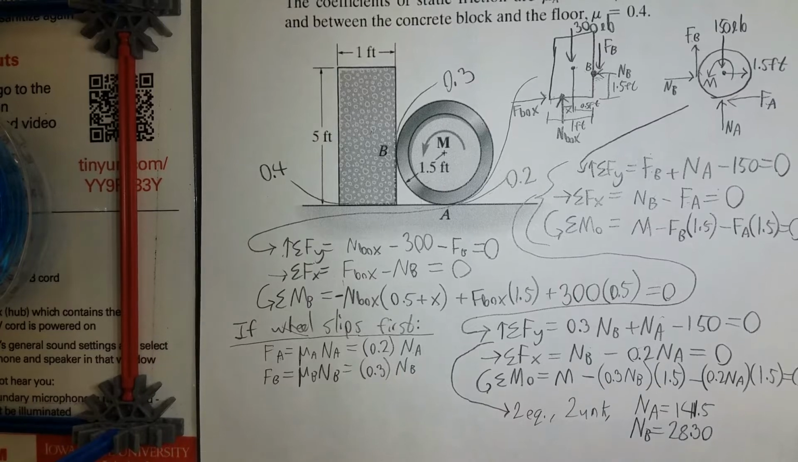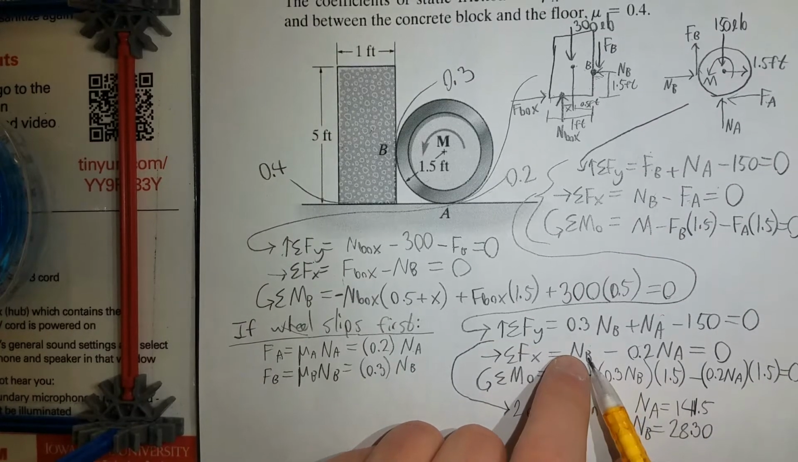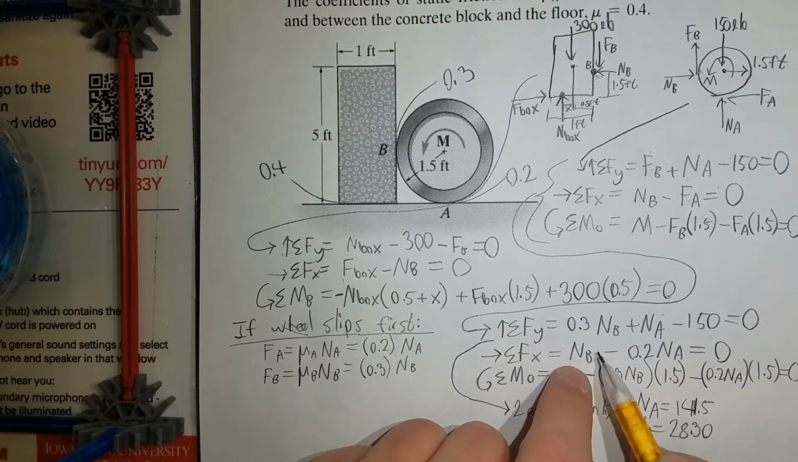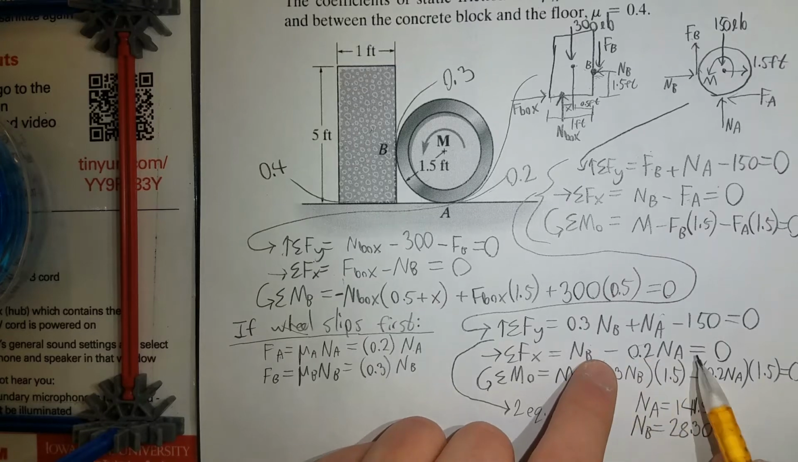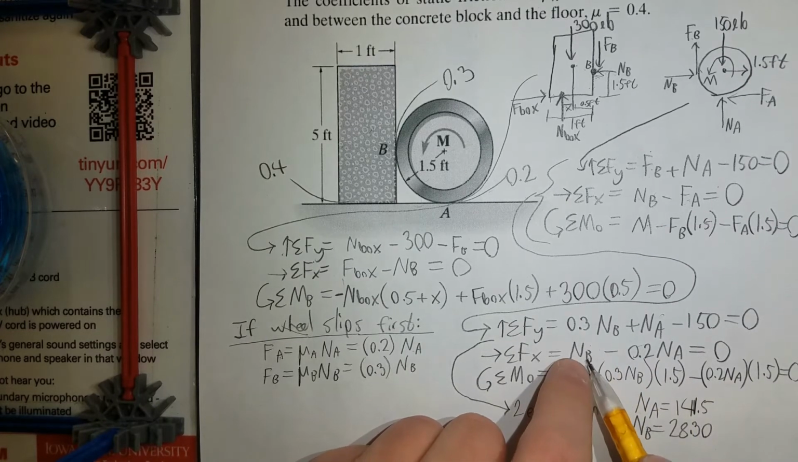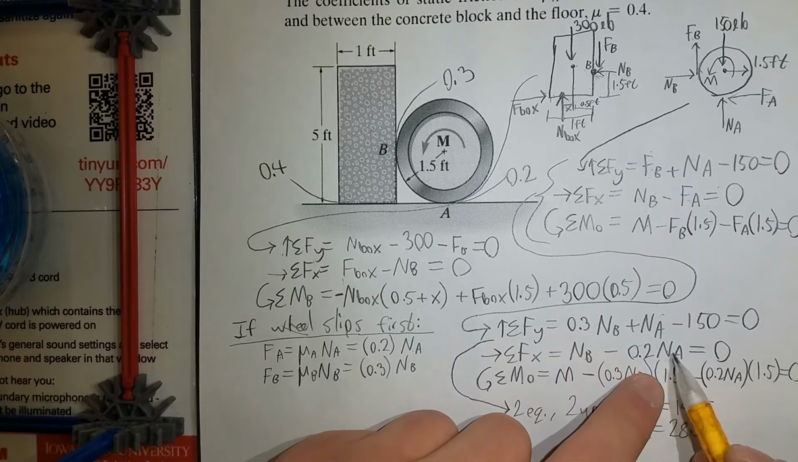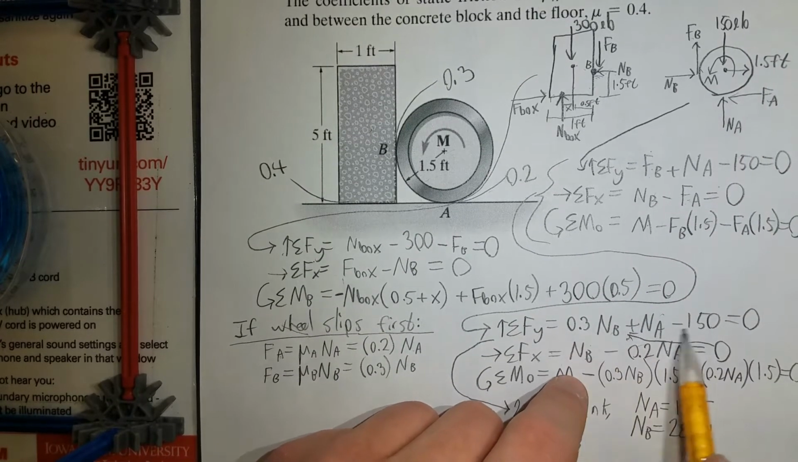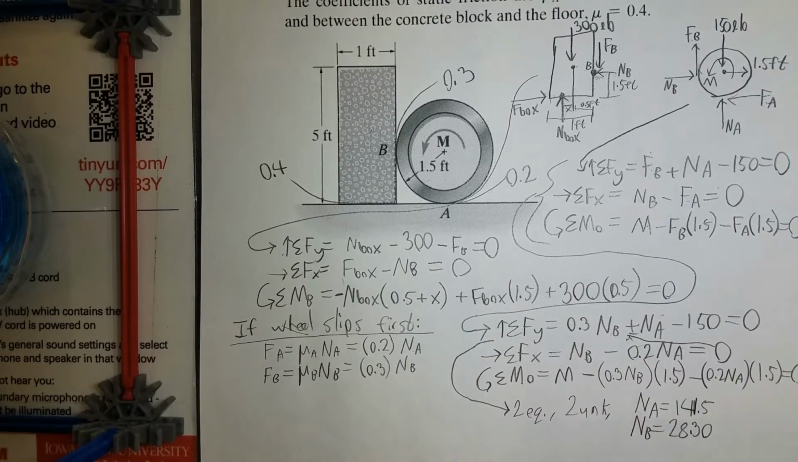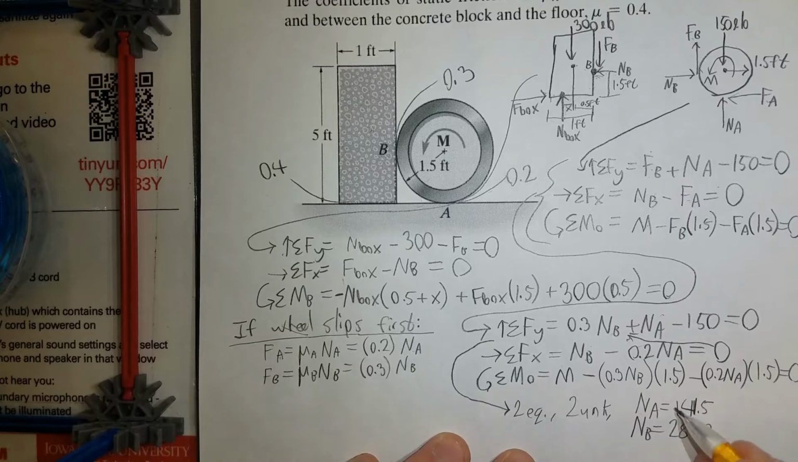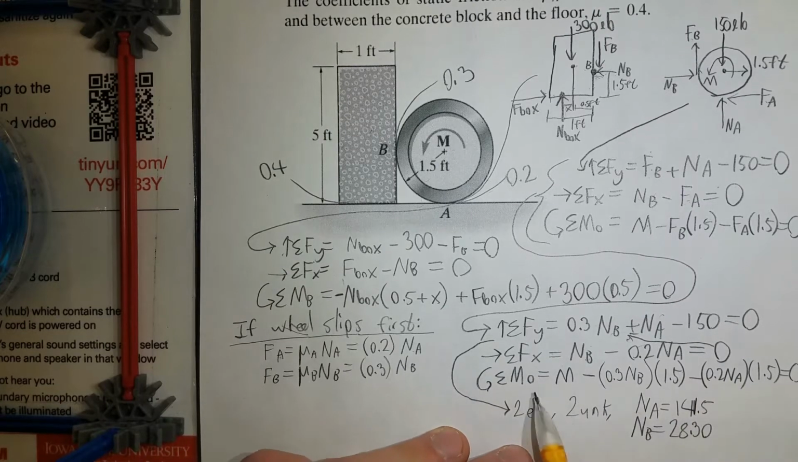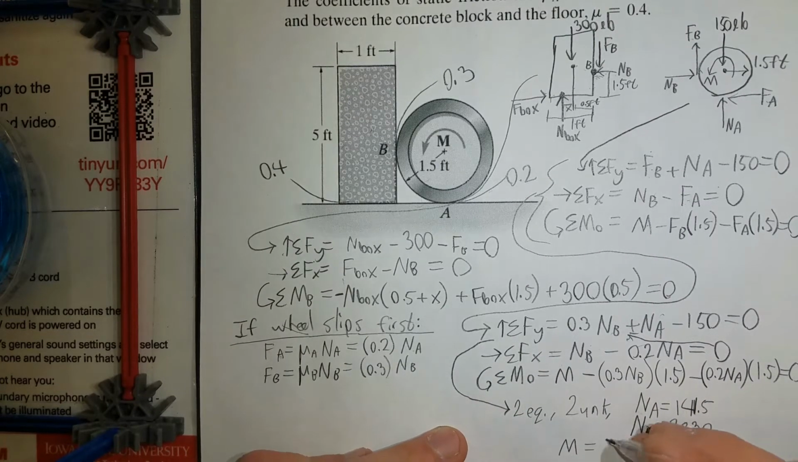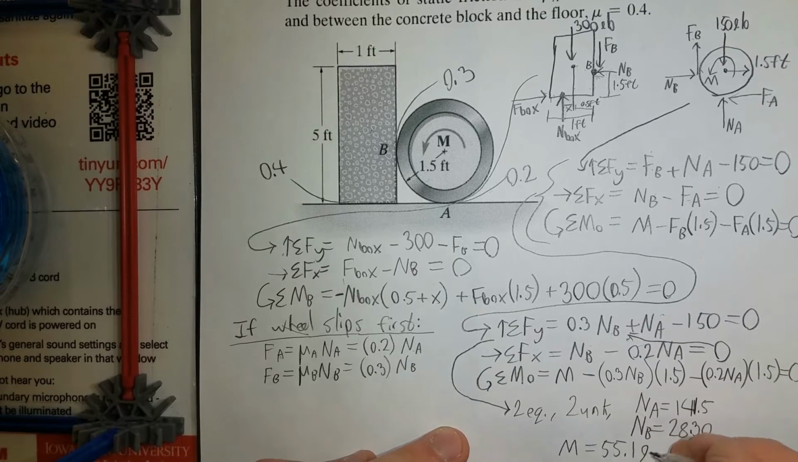And if you're still kind of confused, essentially what we do is we'd put NB in terms of NA. So in this case, we'd probably add 0.2 NA to this, so NB would be equal to 0.2 NA. We would then take that and put it into the equation up above and solve this in terms of what NA is by itself. And then doing that with these knowns here, we can plug them into this moment equation, and we end up getting that M is equal to 55.19 pound-feet.